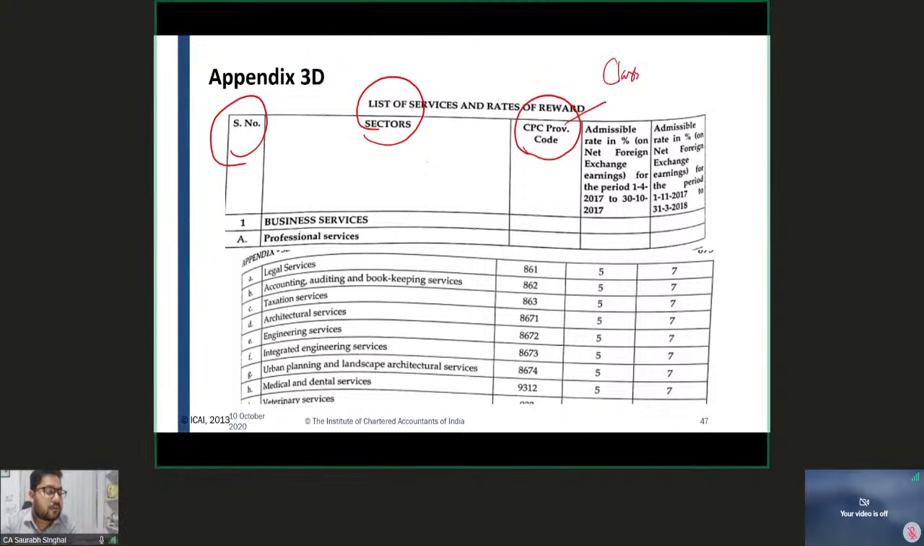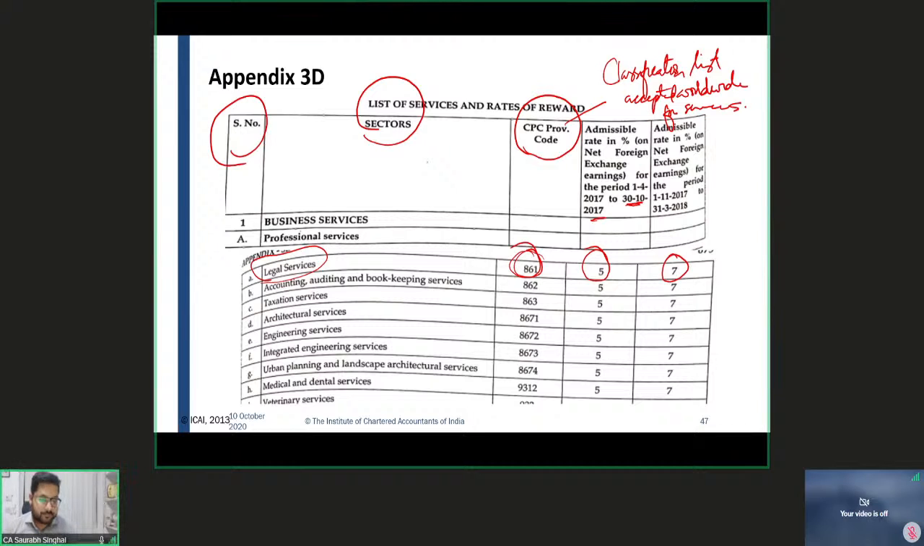It is a classification list accepted worldwide for services. So like we have ITC, HS or Harmonized System for goods, we have CPC for services. So you have to see as per CPC code 861, if the code is of the services with description legal services, it will be eligible for 5% SCIS scrips, 5% of NFE, net foreign exchange earned, up till 30th October 2017. So up till 30th October 2017, the rate was 5%. Then from November 2017, the government had increased the rates for SEIS and it went on to 7%.